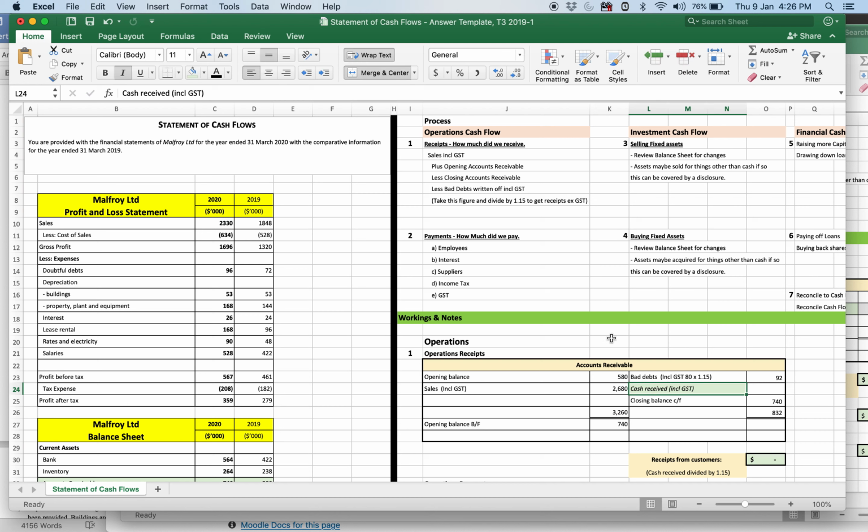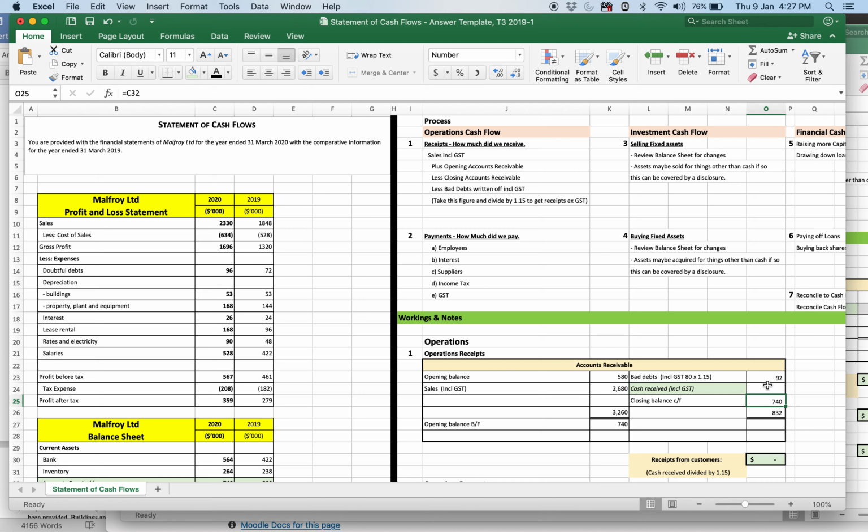Our ledger, we need to balance our ledger, and the balancing figure will be the amount of money you received. We started with that amount. We made that amount of sales. That gives us that figure that we could receive. But we've written off 92,000, including GST, and we've still got that amount we know showing in the balance sheet as owing to us.